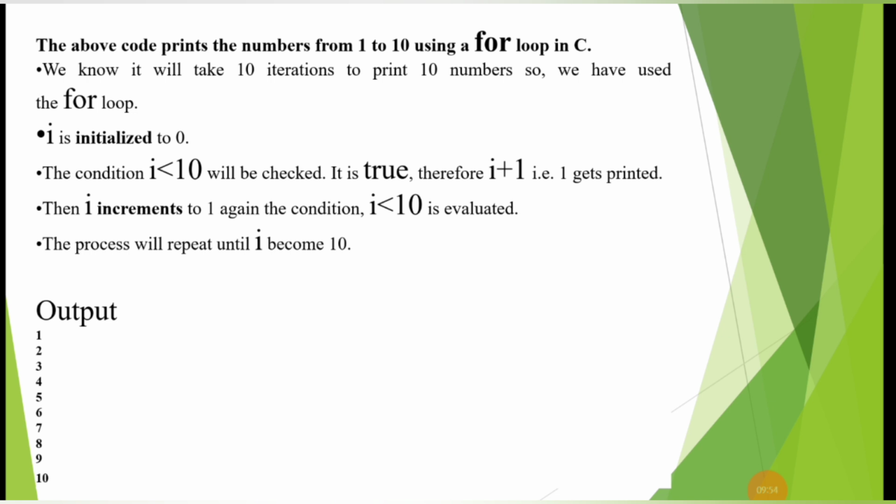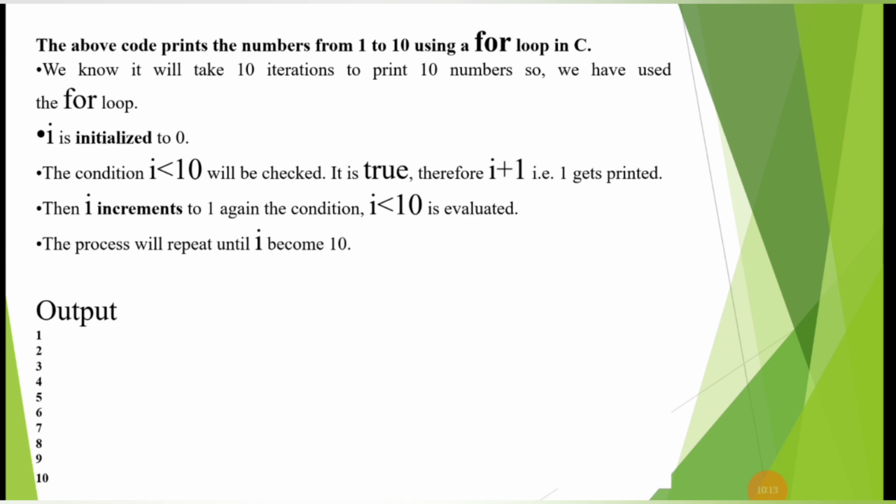It is true, therefore I plus 1, that is 1, gets printed. Then I increments to 1 again. The condition I less than 10 is evaluated. The process will repeat until I becomes 10. So the output displayed will be 1, 2, 3, 4 up to 10.